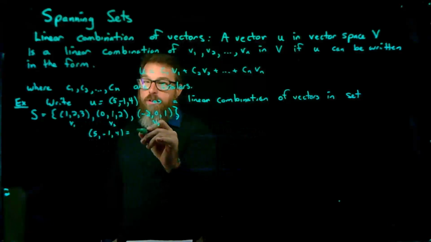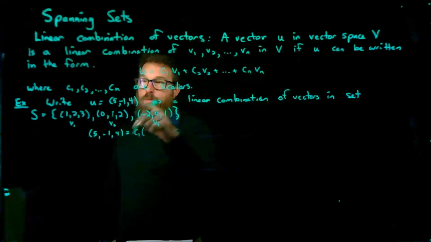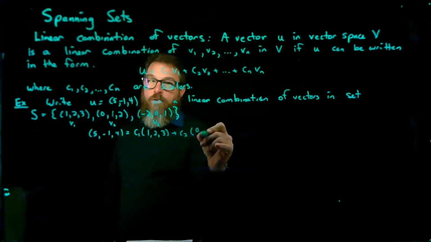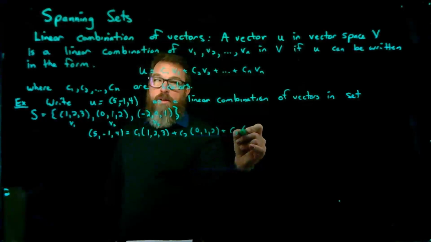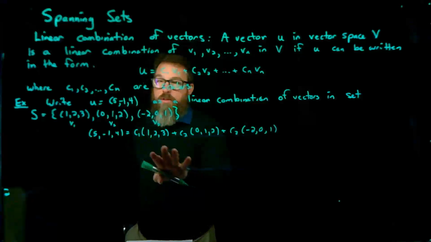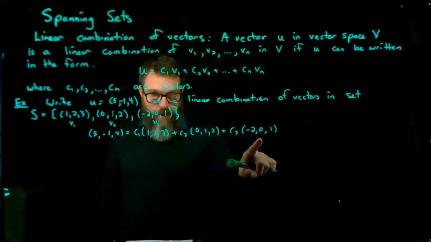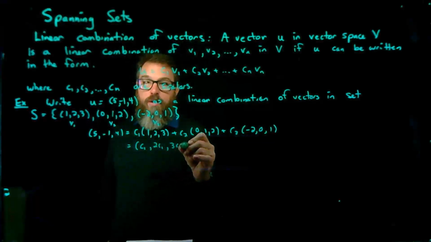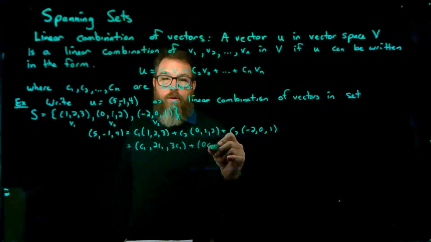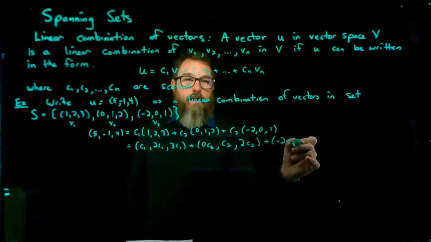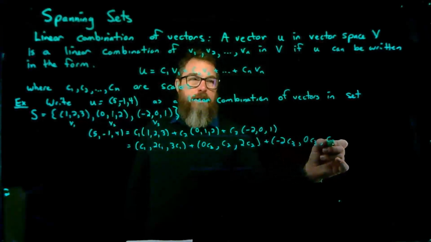Well, that's kind of the claim, right? So it's going to be C1 V1, with V1 being the very first vector, 1, 2, 3, plus C2 times the next vector, which is 0, 1, 2, plus C3 times finally the last vector, which is negative 2, 0, 1. Now we're going to do some vector arithmetic. First I'm going to distribute the constants through: C1, 2C1, 3C1, and 0 C2, C2, 2C2, and then minus 2C3, 0 C3, and C3.